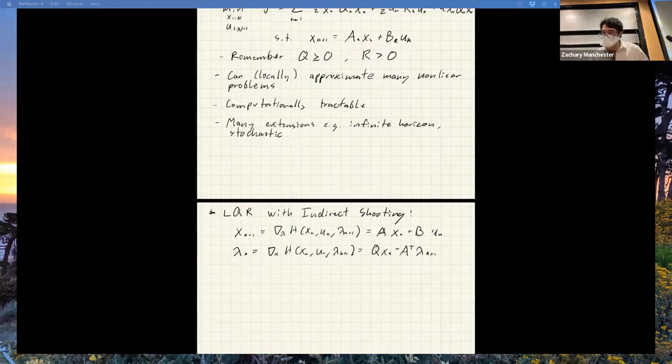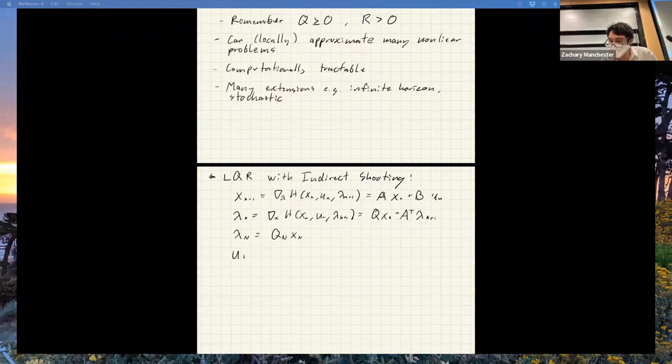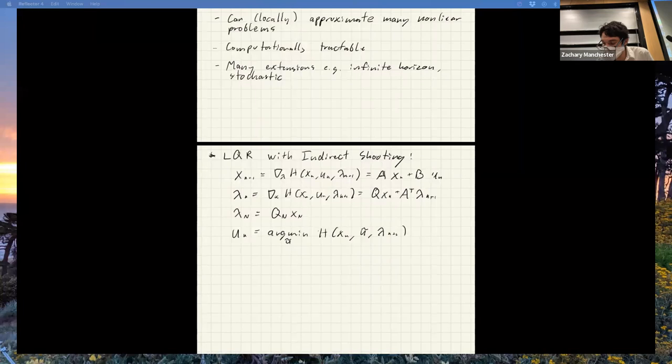And then lambda N here turns out as QN XN. And then for the U's, remember we had this minimization from last time to find the U's. So this was UK equals argmin over some U tilde of the Hamiltonian, subject to control limits. It turns out in the LQR case, there are no control limits, right? You just have quadratic costs. So in the LQR case, we can actually solve that min in closed form. And if you plug in the matrices and work it out, it's pretty easy. It turns out it's minus R inverse B transpose lambda K plus one. Okay.